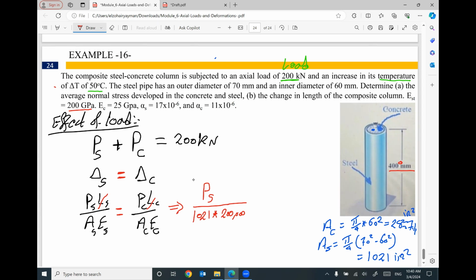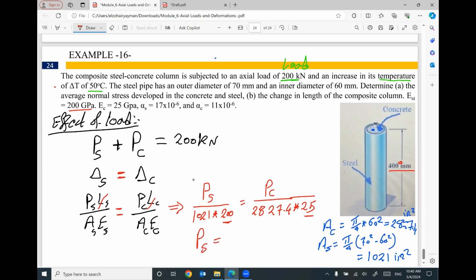Actually, I can leave it in gigapascal, it's not a big deal because we have equal equations. So if you keep it 200, that's fine. Equal P concrete divided by area concrete, which is 2,827.4, times E concrete, which equals 25 gigapascal. It's not a big deal to change this one to megapascal and this one to megapascal because both of them are equal. So what you are doing here will be the same on the other side.